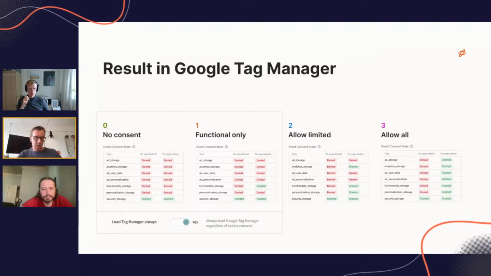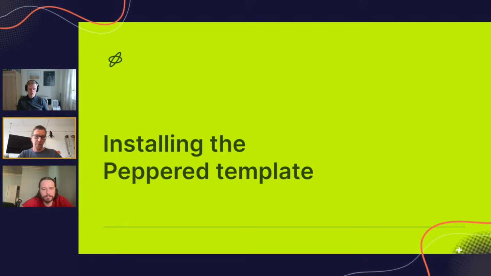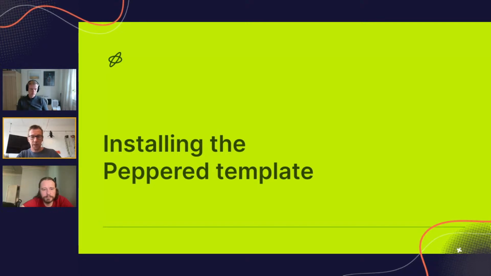So once again, there's some more information if you want to deep dive into it in our service desk. But this is how we map the cookie banner to the 7 Google consent types. How are we doing that? We do that with a template.